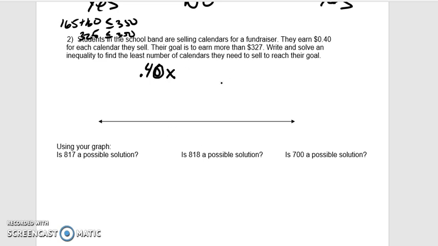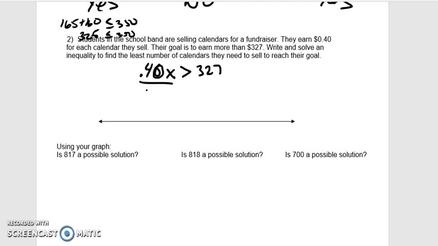Their goal is to earn more than 327. Okay, so more than. What if more than? Okay, greater than. Can it be 327? No, they want more than that amount. So there we go. We've got it there. All right, it's just a greater than symbol because they want it to be more than that amount.